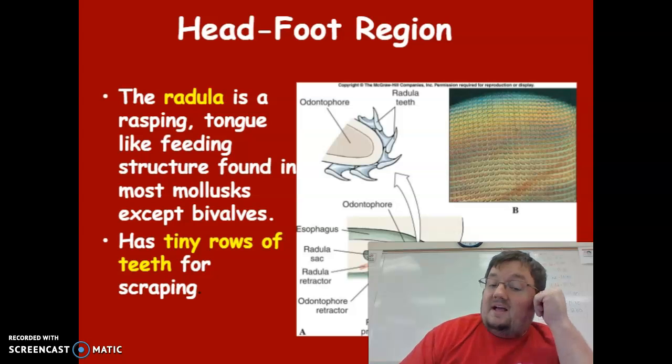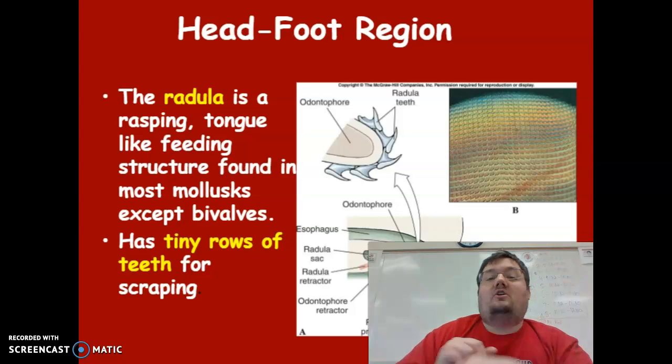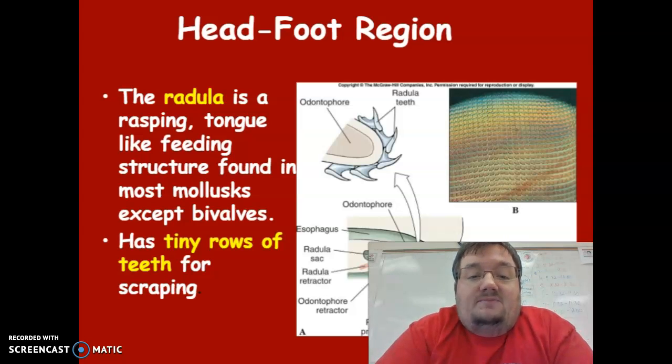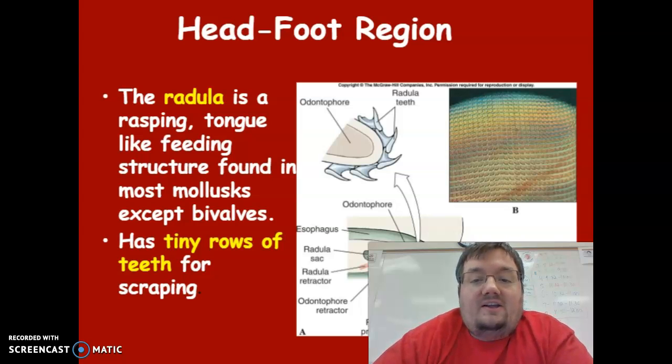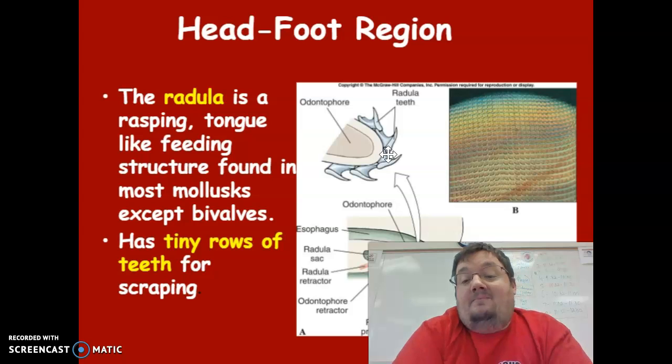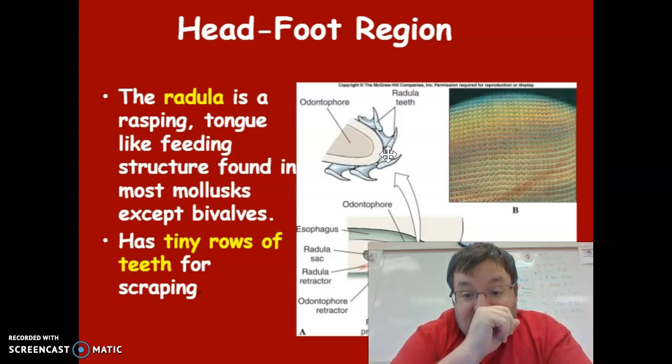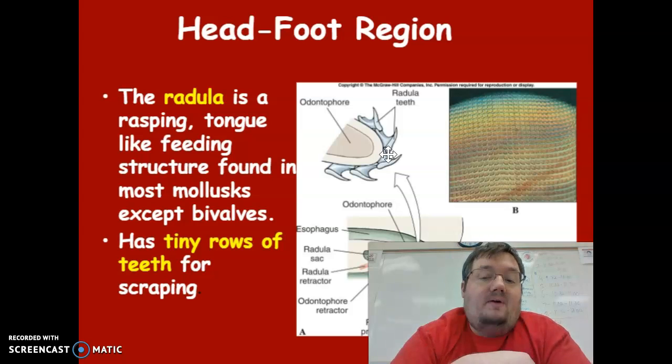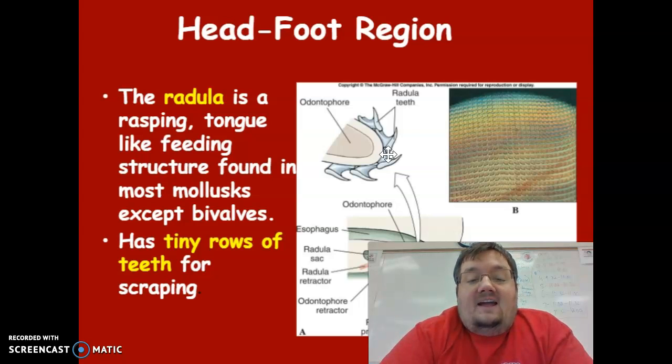If we talk more about mollusks, I already mentioned that they have a structure called the radula. This is a rasping, tongue-feeding-like structure. I call it kind of a chainsaw tongue because if you look at it, that looks chainsaw, right? Those are the teeth of it. It's found in most mollusks except for bivalves, so like clams or anything with two shells. Bivalve, two shells. Bi means two. They have this for feeding off algae and grinding up food. So it has tiny rows of teeth for scraping.